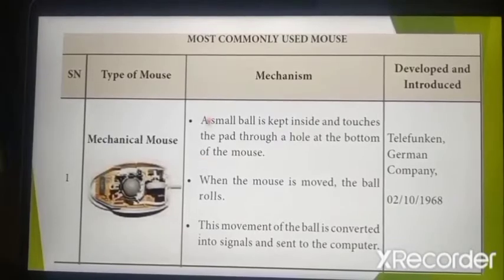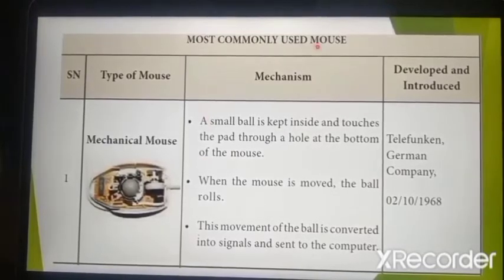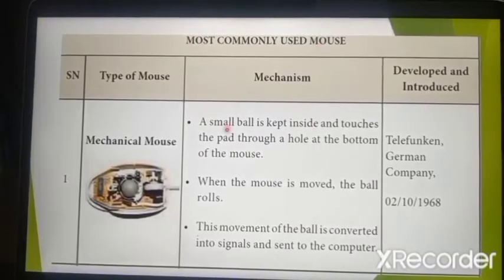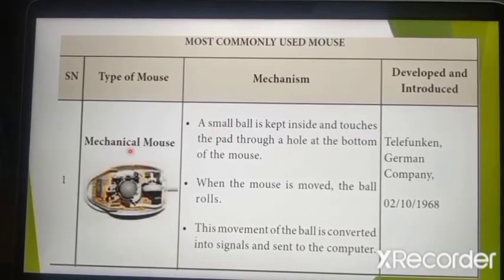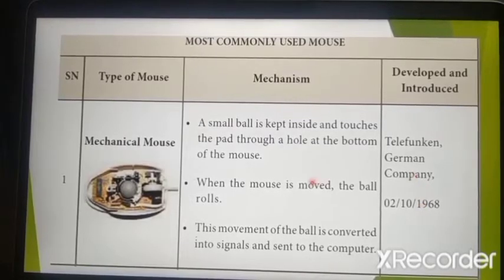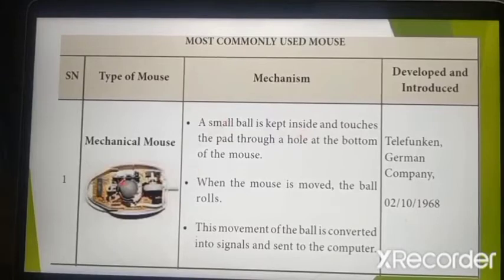Next we can see the most commonly used mouse. Here are given 3 different types of mouse. First we can see the mechanical mouse. This mechanical mouse was invented by Telefunken, a German company, in 1968. This mechanical mouse contains a small ball. The small ball is kept inside the mouse.